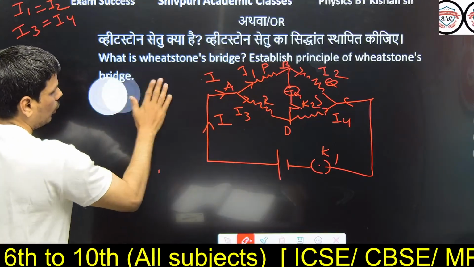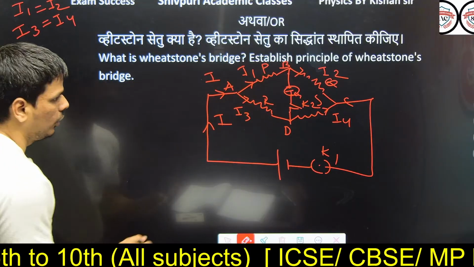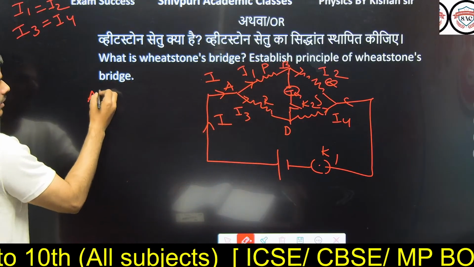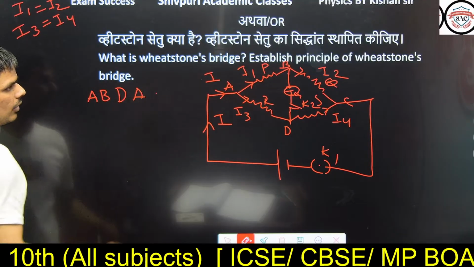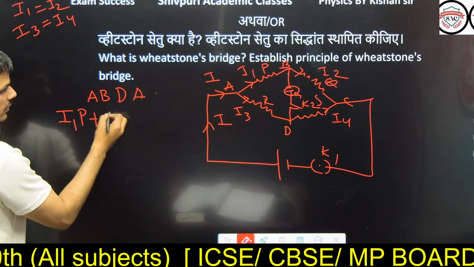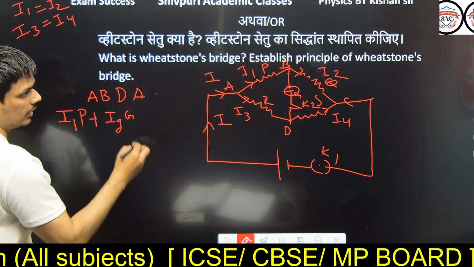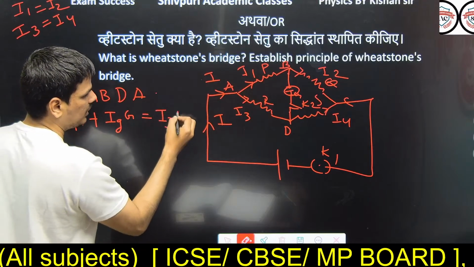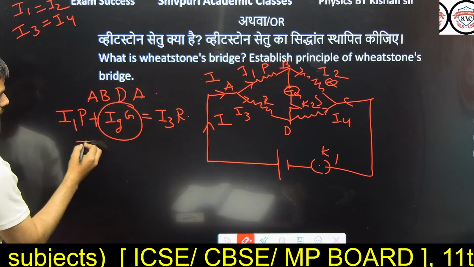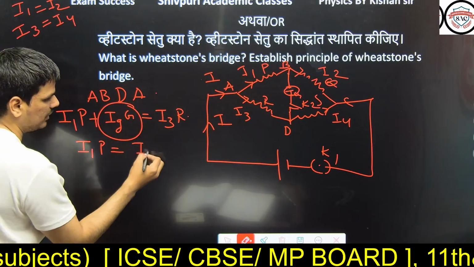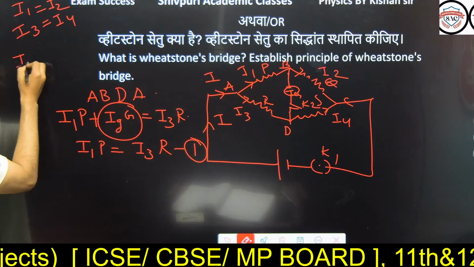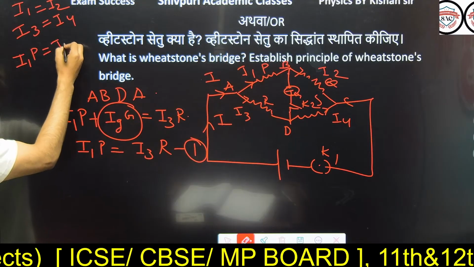Now by Kirchhoff's second rule, look at the closed loop ABDA. We are going to consider our resistances: I1P plus IgG equals I3R. In the condition of equilibrium, this value will be 0. So we will get I1P equals I3R. This should be our first equation. So we could write here I1P equals I3R.